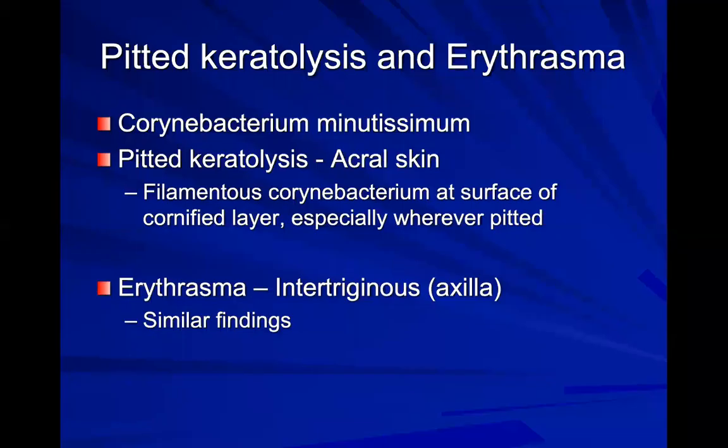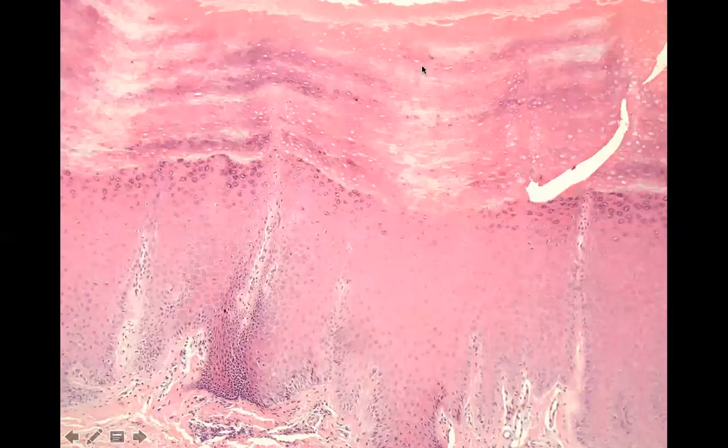Other superficial infections we might see are pitted keratolysis and erythrasma, and these are usually Corynebacterium, and this is going to be a filamentous bacteria at the surface of the cornified layer. Erythrasma looks pretty much identical. So here's acral skin, right? We have thick epidermis, thick orthokeratotic cornified layer, and at the very surface, you can sort of appreciate these filamentous bacteria.